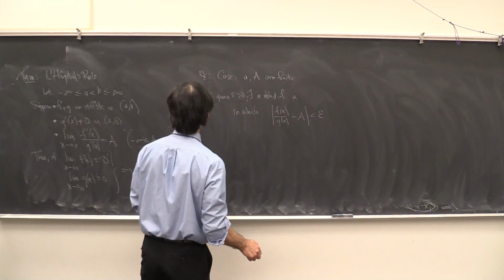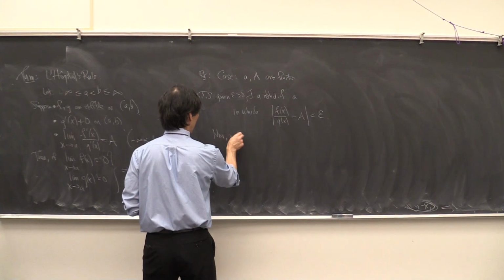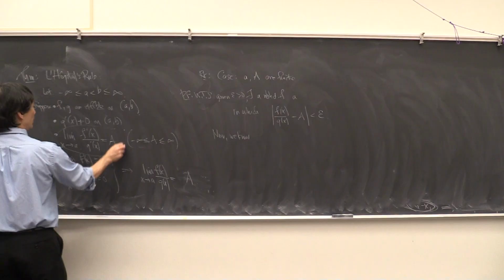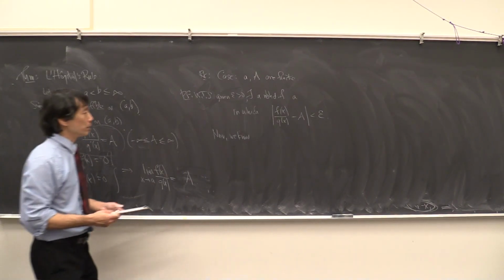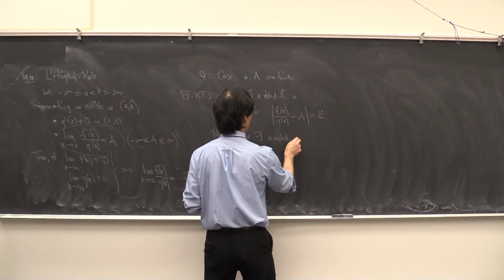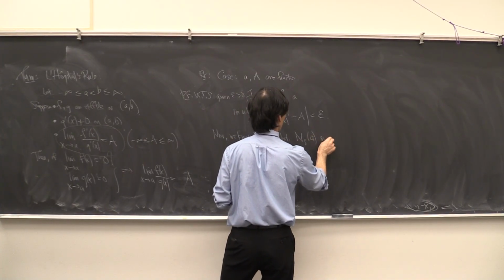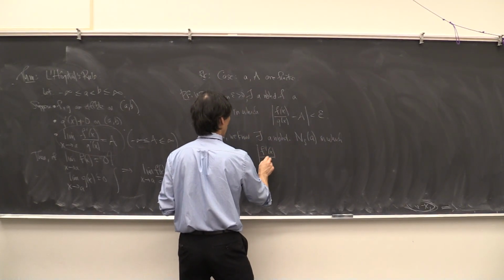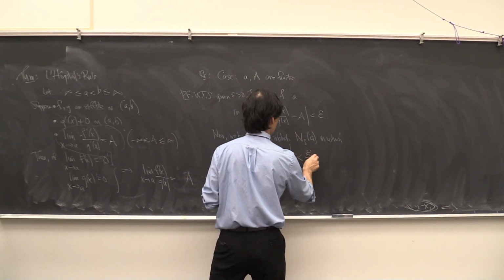Okay. So now we know that the limit of the ratios of the derivatives is A. So we know that there exists a neighborhood N_delta(A) in which |f'(x)/g'(x) - A| is smaller than epsilon over 2, say.